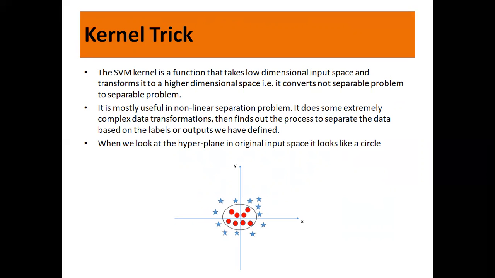That's the class labels. When we look at the hyperplane in the original input space, it looks like a circle. Yes or no? So this is possible, but this is a non-linear SVM. This is also a type of classification which is not linear because you cannot draw a straight line. This is done by putting a circle around the data points.